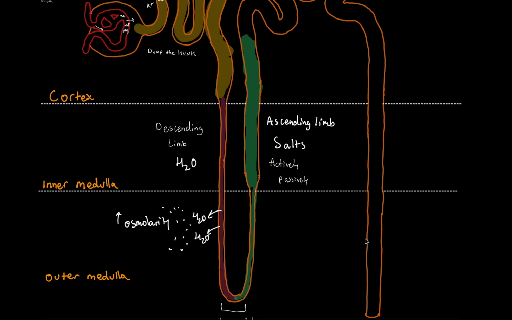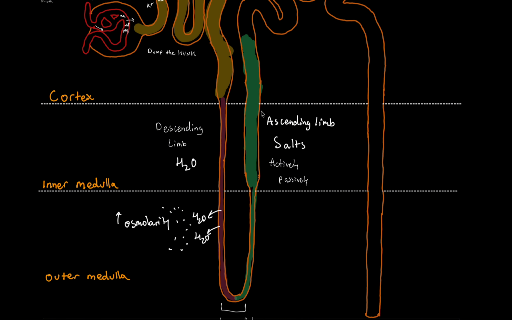passively. So if you remember, active transport is when we need energy. Passive transport is when we don't need energy. And when we're getting to the active transport site over here, we have a thicker segment because our cells need mitochondria, they need ATP in order to actively transport those salts, because active transport requires energy.